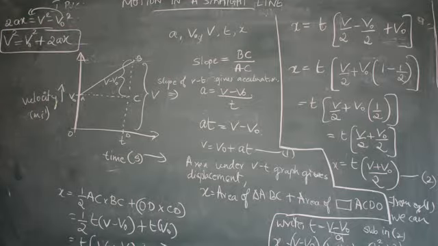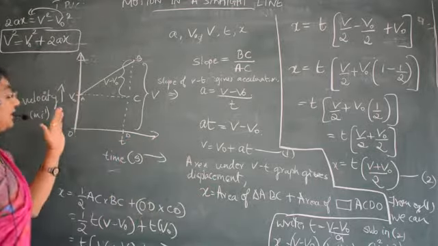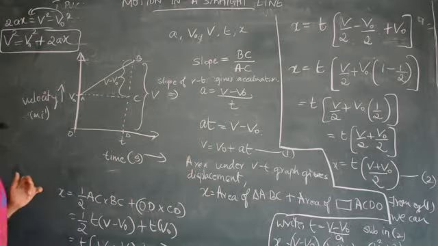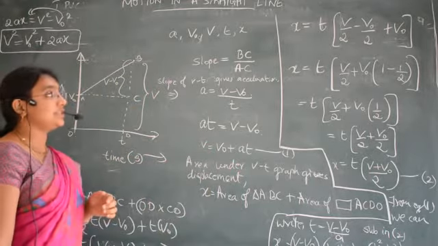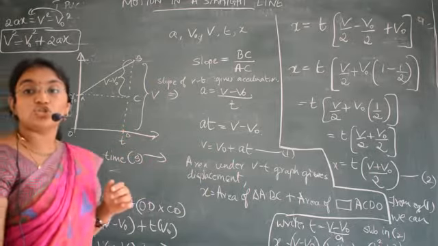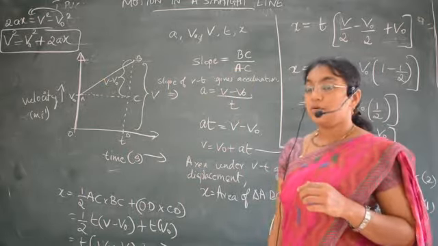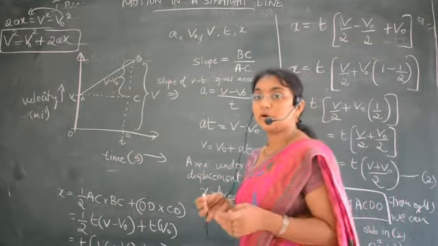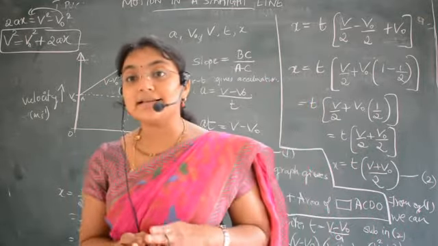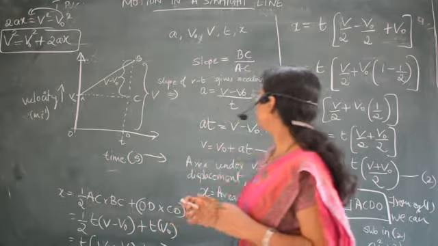Correct? What we have done? Let us consider a body moving with, initially it is having the velocity V naught. After the time interval T, the body has reached the velocity V. Let us explain the displacement. From the graph, slope of the graph is BC by AC. We know that slope of the graph gives acceleration. Slope of the velocity time graph gives acceleration. So we can write A is equal to V minus V naught by T.